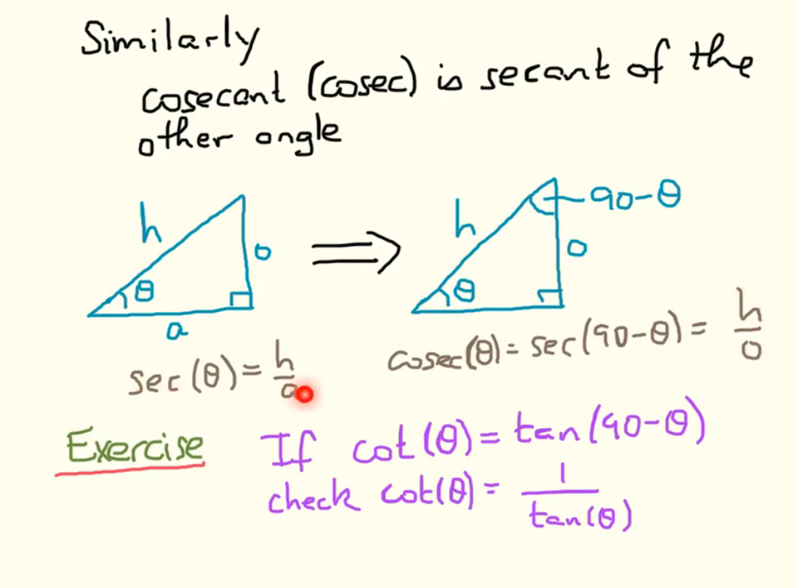So secant is the reciprocal of the cosine of this. The cosecant is the reciprocal of the cosine of this angle, but that means it's the reciprocal of the sine of this angle. And in a similar way, I think you should check that if the cotangent of theta is going to be the tangent of 90 minus theta, so looking at the other angle, then this tells you immediately that the cotangent of theta is the reciprocal of the tangent.